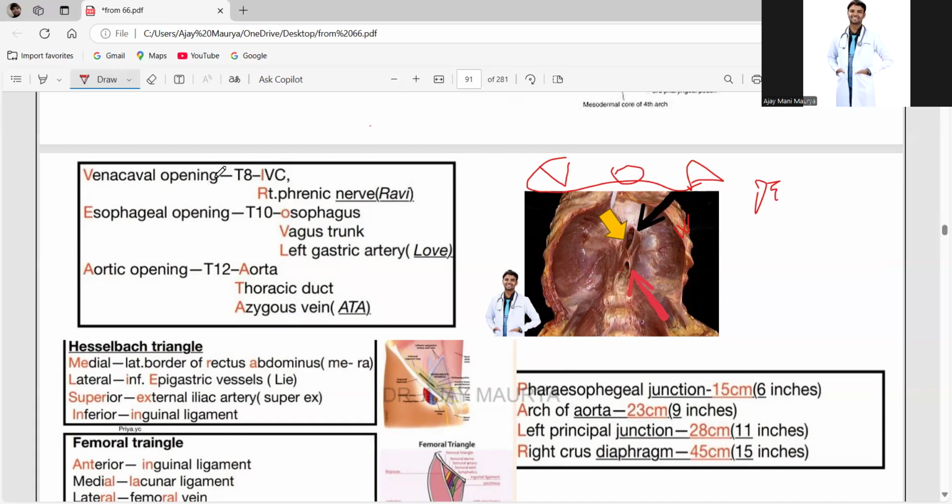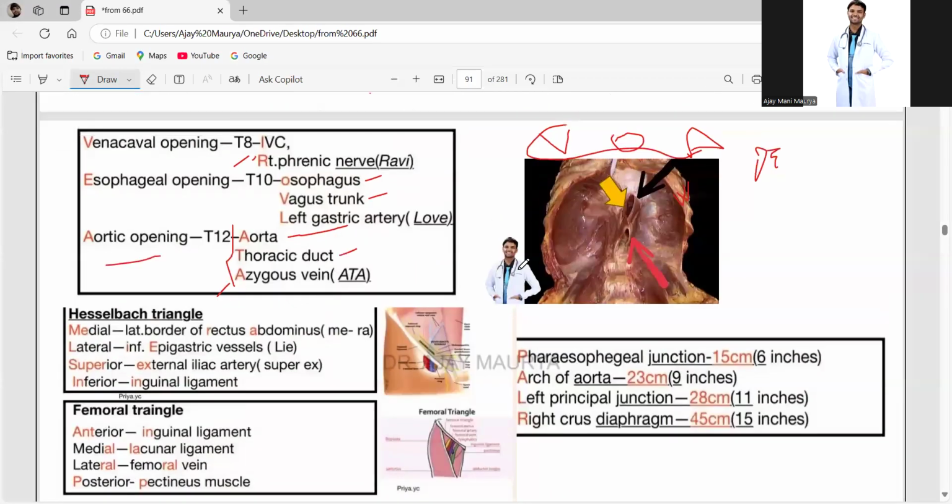From the vena cava opening, we have the inferior vena cava and the right phrenic nerve. From the esophageal opening, which opens at T10, there is the esophagus, vagus trunk, and left gastric artery. From the aortic opening at T12, there is the aorta, thoracic duct, and the azygos vein. Okay, remember.